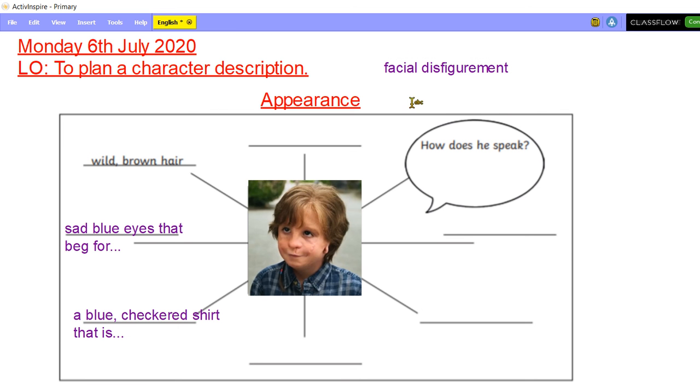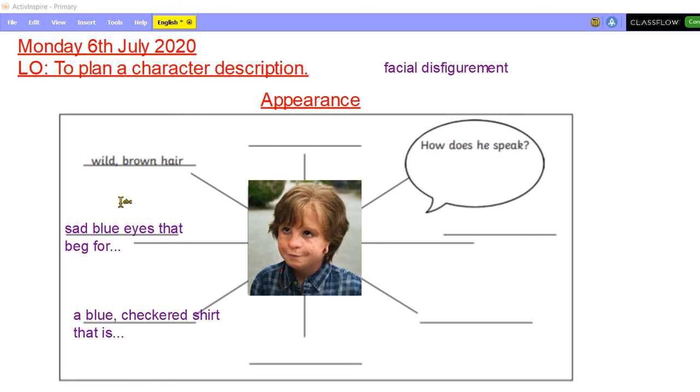So when we think about the appearance, I've just got this here because I want you to consider the way he speaks as well. So we've said, as a start off, wild brown hair. Now we know that we love relative clauses when we come to description. We're not going to do it in every single sentence tomorrow, but if we include them here, at least it makes our plan for tomorrow nice and easy. Okay, so I've started with this one, sad blue eyes that beg for what?